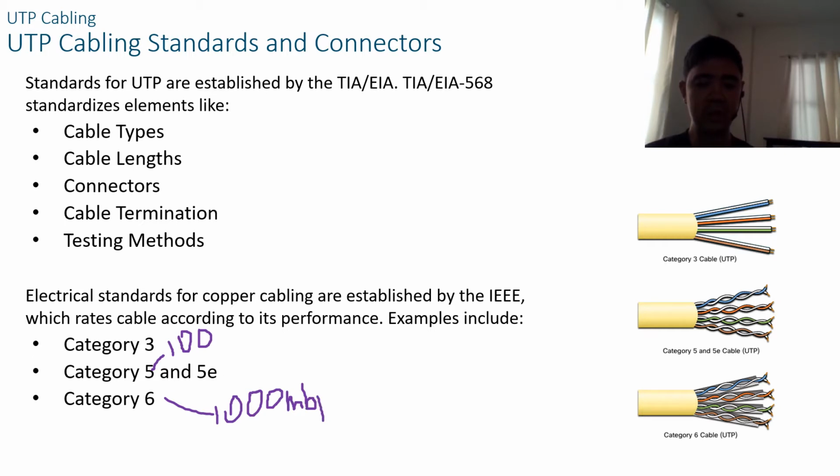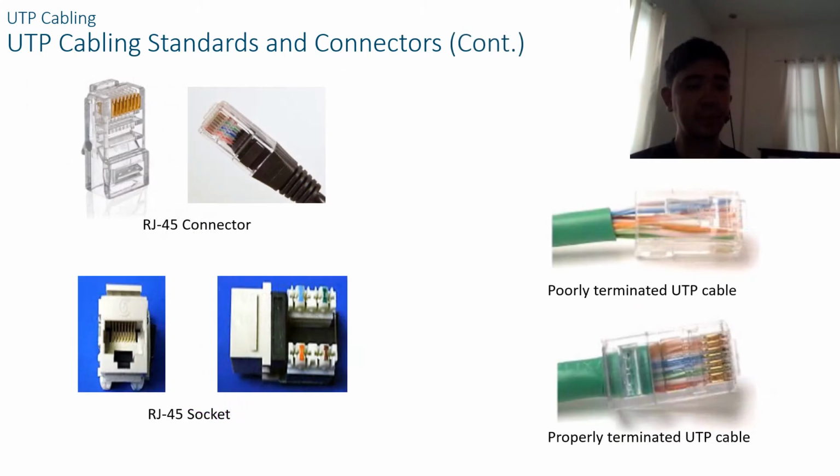Before Cat 6, the demand for 1 gig in the industry was already high. Since Cat 6 was not yet standardized, they came up with Cat 5e. Cat 5e also has a bandwidth of 1000 Mbps, the same as Category 6. Again, these are the connectors we have.